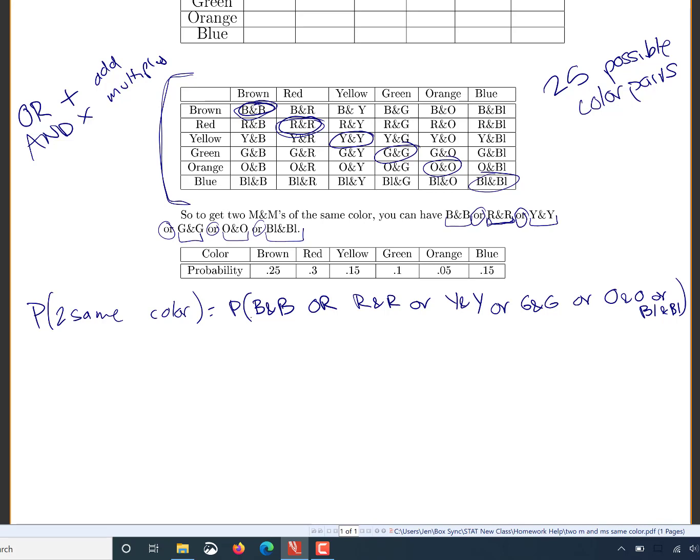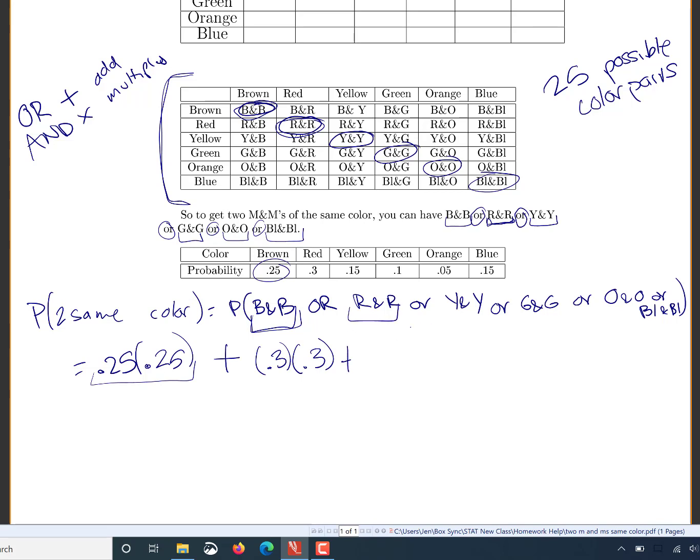So when I go through, I'm going to do it in pairs. For brown and brown, the probability of the first brown is 0.25, and we said the bag's big enough that it won't affect the next M&M. So the probability of the second M&M is 0.25. So I multiply for the and, but for the or, I'm going to put a big plus. Now my next red one is going to be 0.3, and I want another red one, so I have to multiply by 0.3. And I'll do a plus.